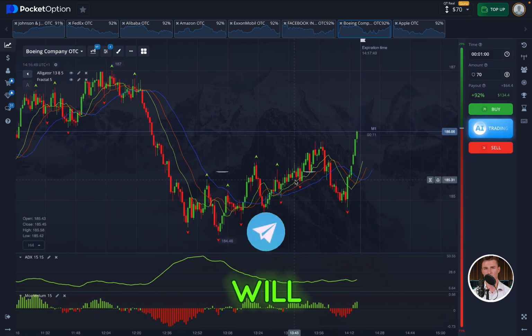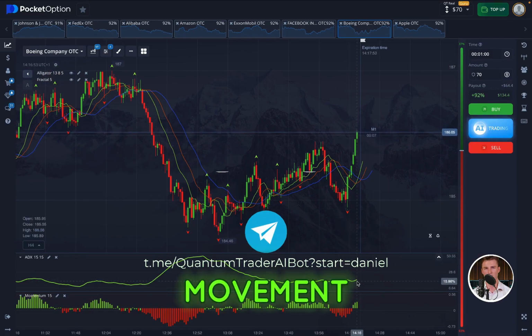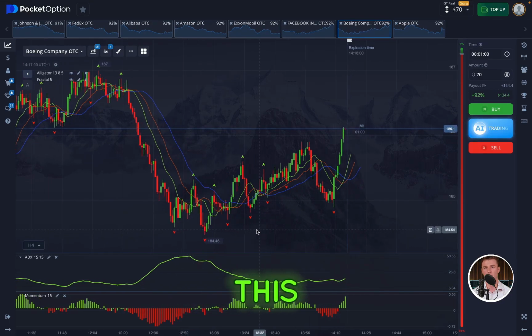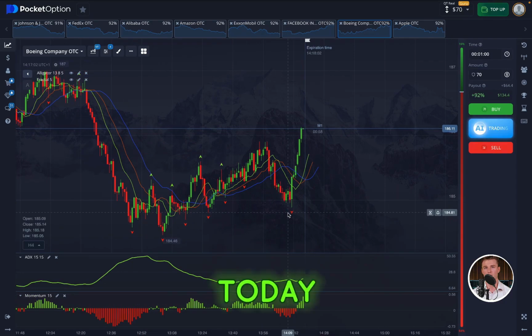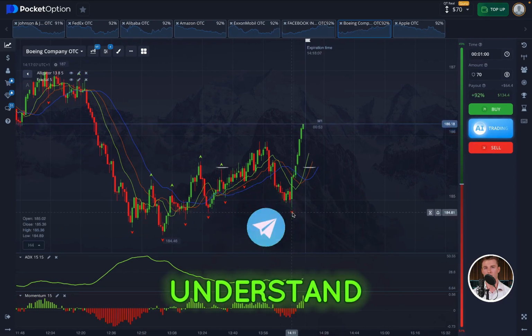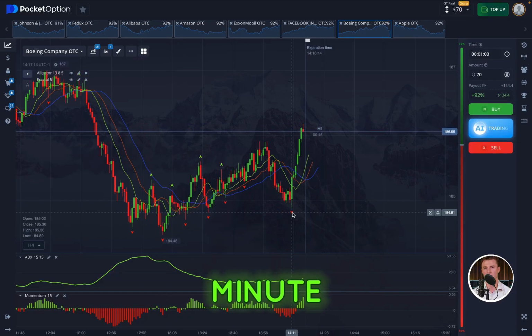And ADX will show us the average character of the direction of movement, will show us all sorts of peak points from which we will have a reversal in the trend. We will analyze and observe all of this as we trade. I think you will understand everything perfectly because I always try to explain every trade in detail. We will trade on the minute time frame.